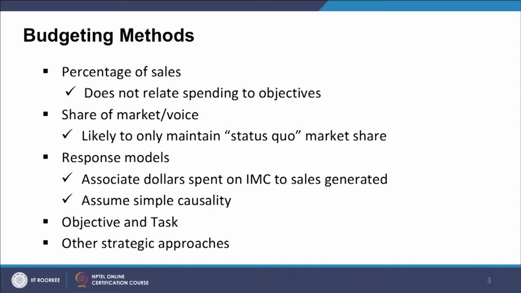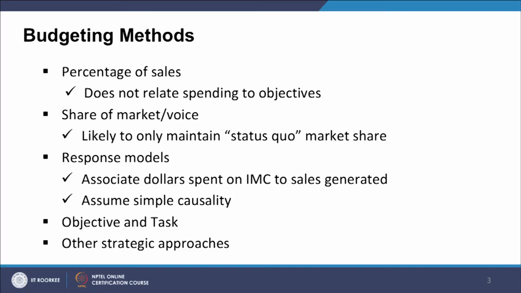And share of market voice, you see, to maintain a market share, you have to exist there, and last time I remember I mentioned Pepsi, Coke and those kind of examples. Just watch those videos and you will get the view. Then response models are there, and then you see objective and task methodology is there.